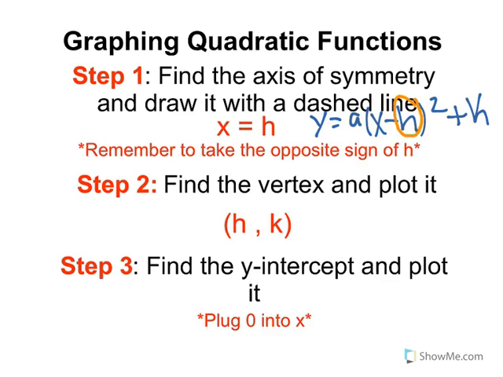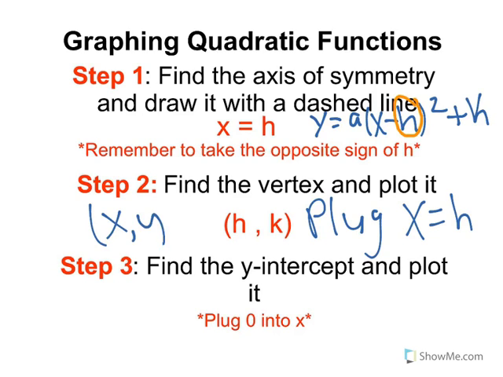Then after we have the x equals h value, we're going to find the vertex. So we plug x equals that number from above in to wherever you see x in your equation. That's going to give you your vertex, (h, k), which is really similar to (x, y). Then we're going to find the y-intercept. We find the y-intercept by plugging 0 into anywhere that there is x.